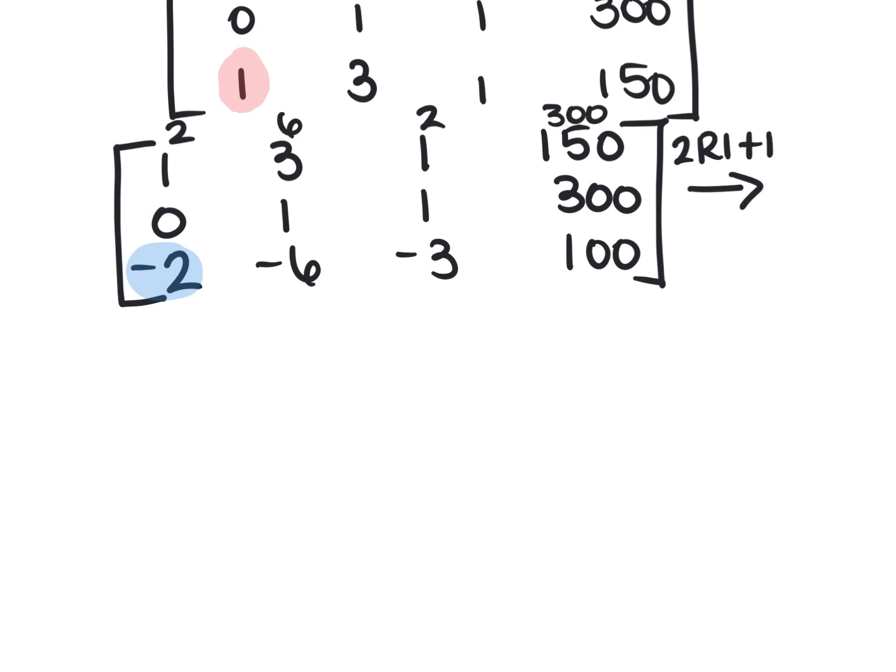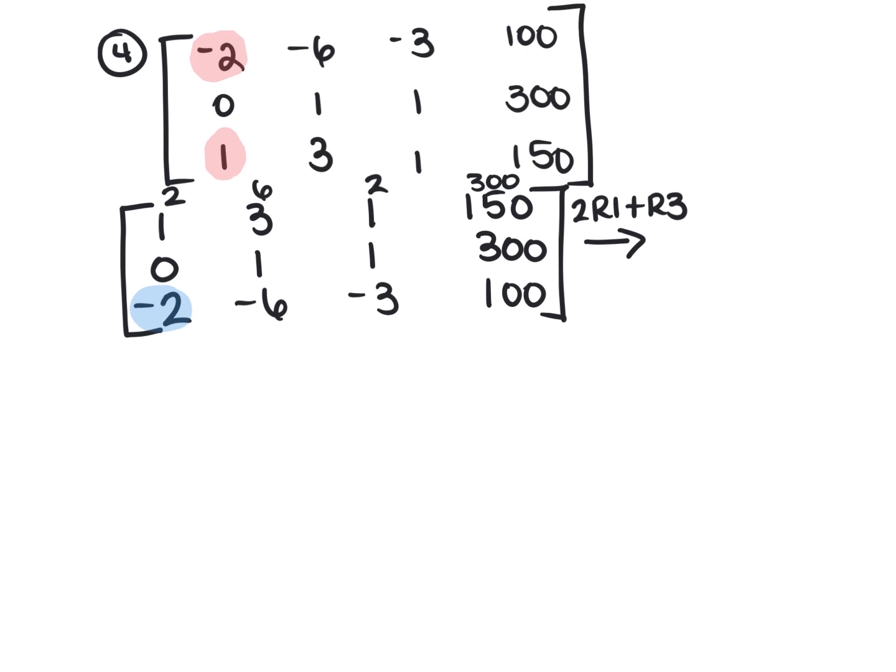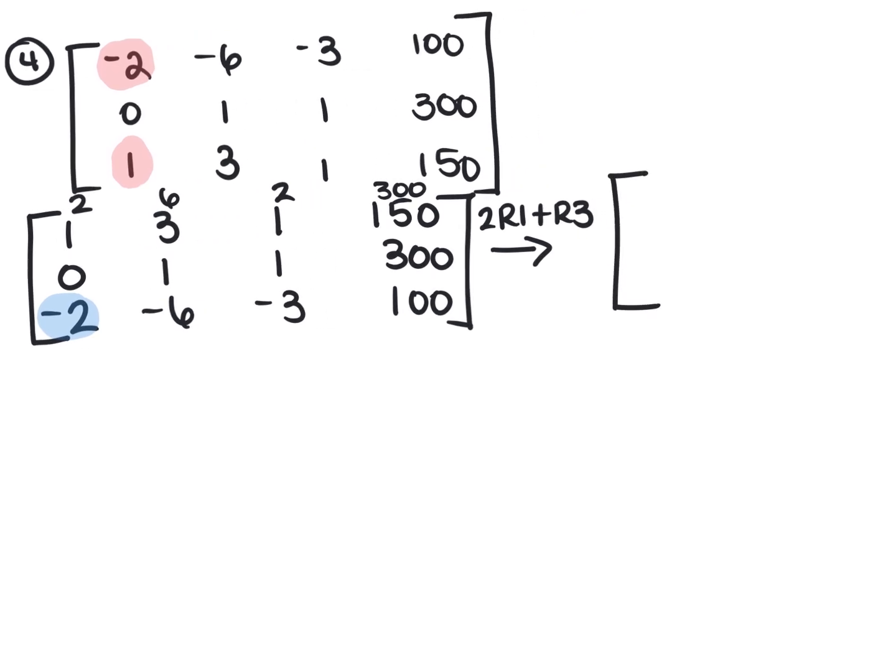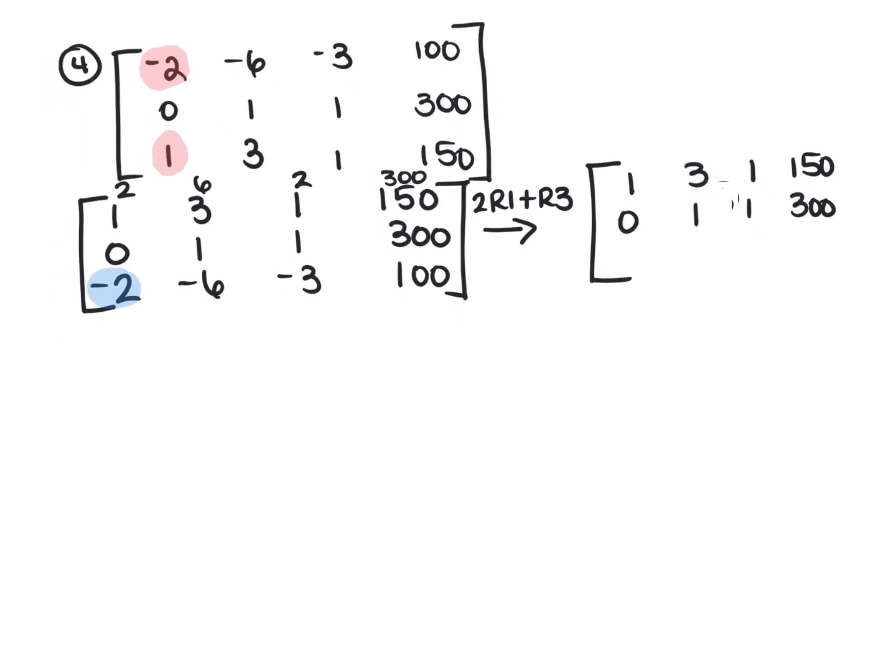Now we're going to be adding that to row 3. So row 3 is the only one that's going to change. So I can go ahead and recopy the top 2. I have 1, 3, 1, 150. I have 0, 1, 1, 300. And now I'm going to add the numbers that I have written above to the bottom row. So I have 2 plus a -2 is 0. 6 plus a -6 is 0. And we would love it if that would keep going and be zeros, but that's not what happens. We have 2 minus 3 is -1. And then we have 300 plus 100 is 400.